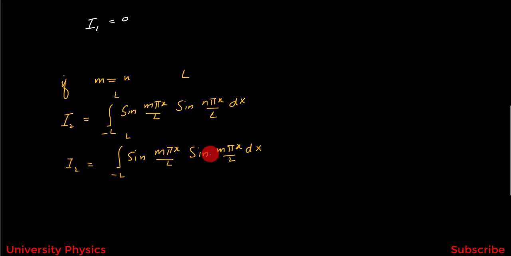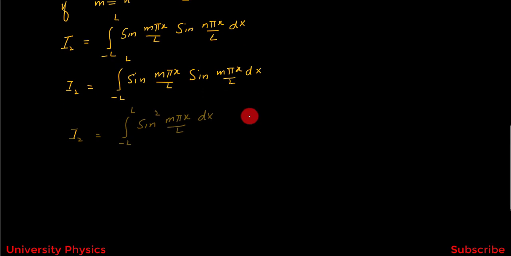So this will become equal to sine square(m pi x over L). Now I2 is equal to the integration from minus L to plus L of sine square(m pi x over L) dx. Now to this equation I have to apply a trigonometric relation which is sin square x is equal to (1 minus cos 2x) over 2. I have to apply this relation to this equation.